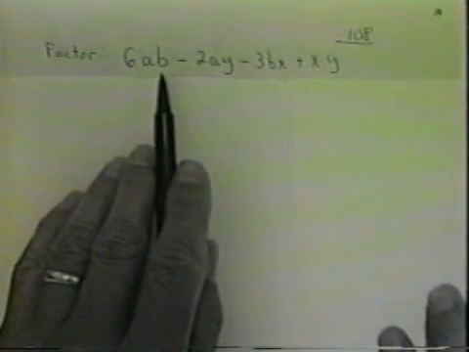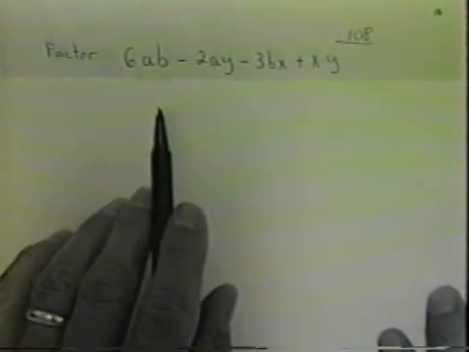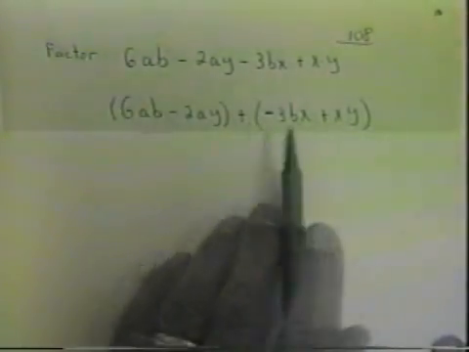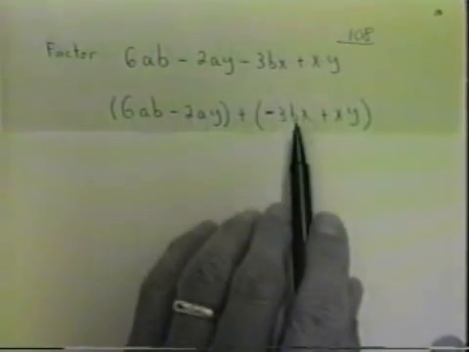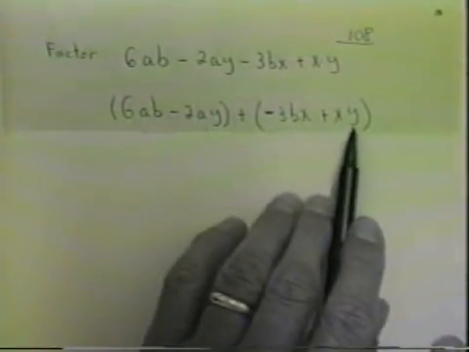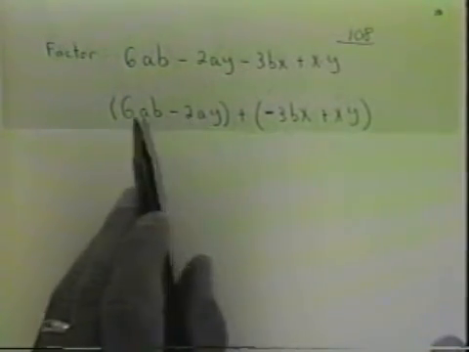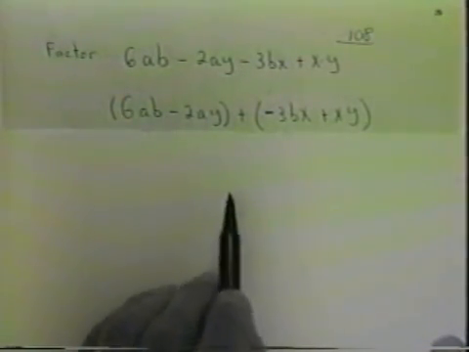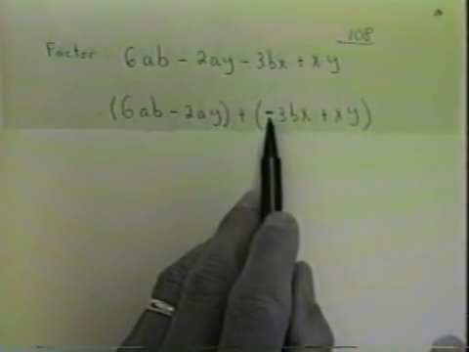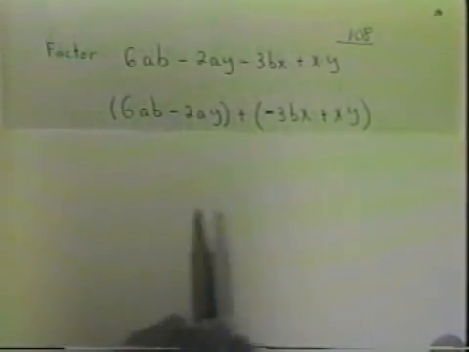I'm going to group the 6ab and the negative 2ay together. And I'm going to group the negative 3bx and the xy together. Here I have a common factor of 2a. Here I have a common factor of negative x.